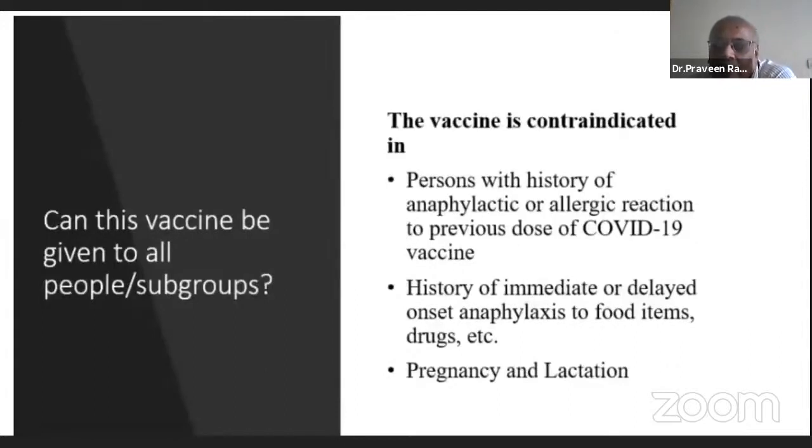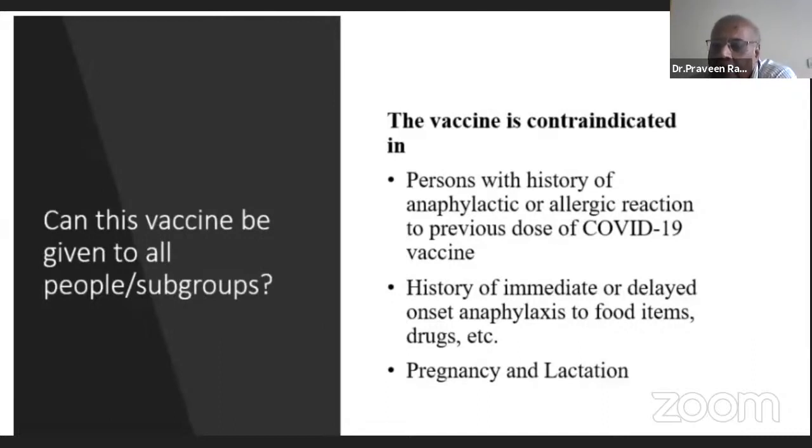Can this vaccine be given to all people subgroups? It is advised for everybody. The vaccine is contraindicated in persons with, as mentioned earlier, a history of severe anaphylaxis or a severe allergic reaction to the previous dose of COVID vaccine, or a history of immediate or delayed onset anaphylaxis to food items, drugs, etc. But even in that condition, it can be given with the advice of the treating physician.